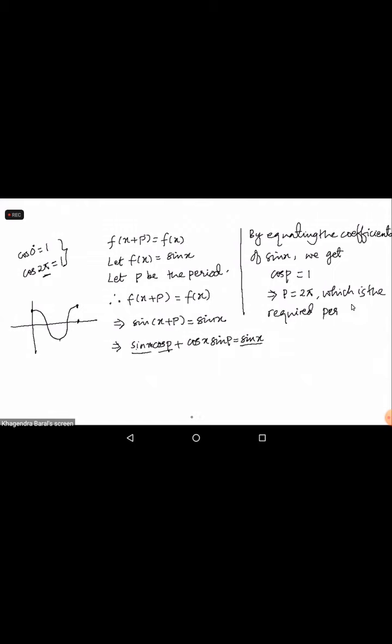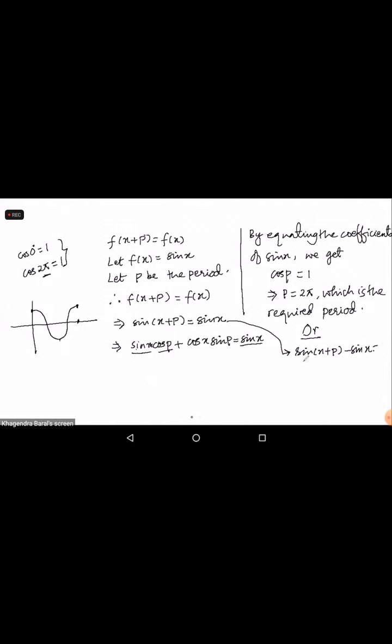And next method, we can use sin x plus p minus sin x is equal to 0. Sin c minus sin b को फॉर्मूला change करना हो सकता है. यहाँ पर sin c minus sin b को formula change करते हैं and then solve for p. sin x plus p minus sin x is equal to 0.